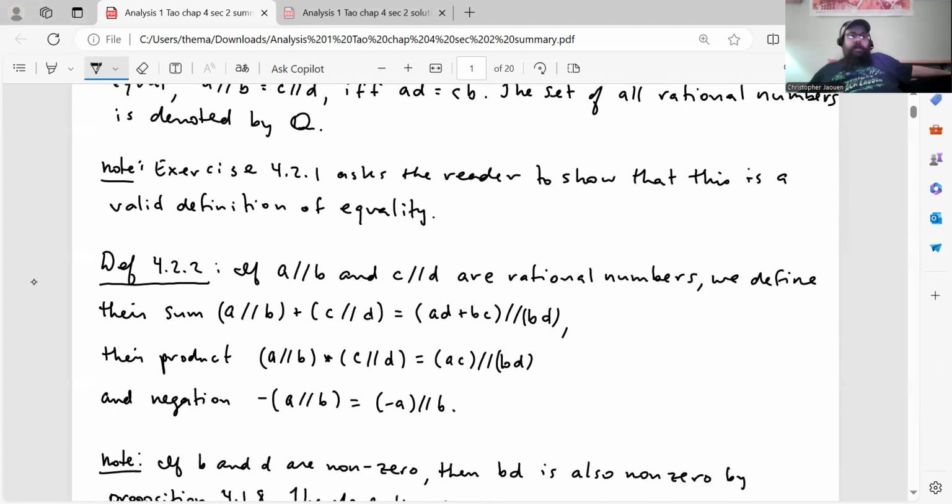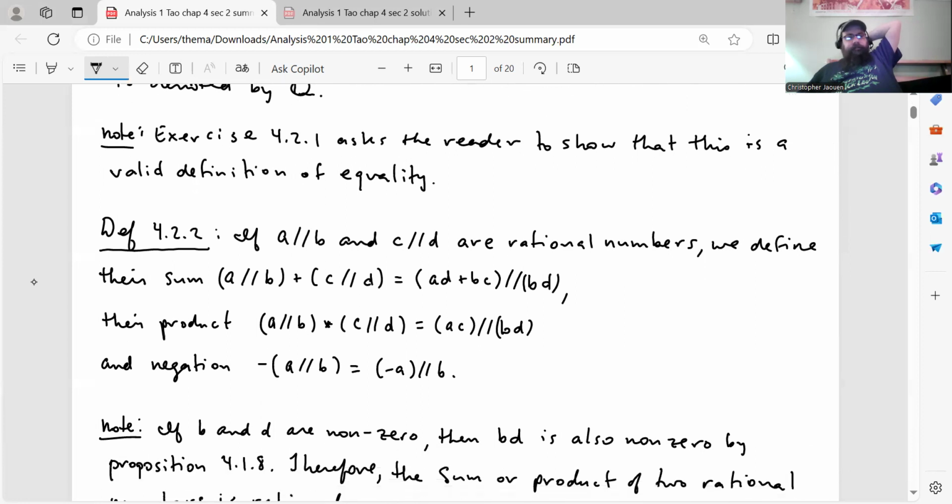There's a note here, exercise 4.2.1 asks the reader to show that this is a valid definition of equality. So we'll do that in the next video, which will be the solutions to the exercise set for this section. I'm almost done with it, so I should have it posted maybe by tomorrow. I think I have like 2 or 3 questions left. Anyway, we'll do that in the video on the exercise set.